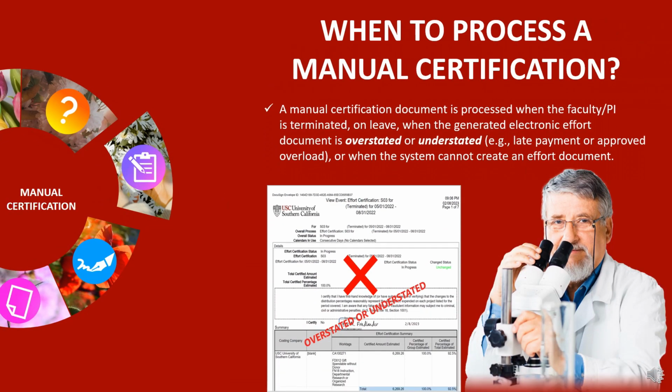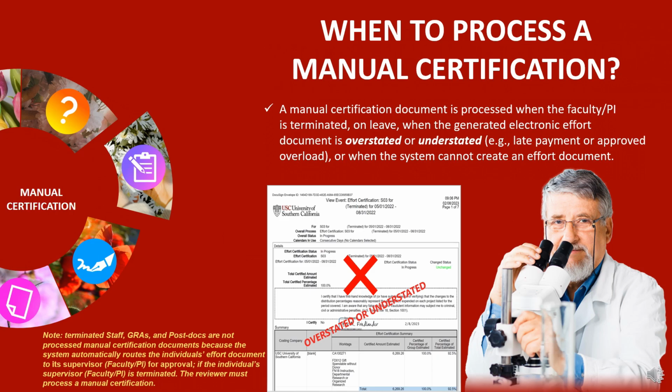When to process a manual certification. A manual certification document is processed when the PI is terminated, on leave, or when the electronic effort document is overstated, understated, or when the system is unable to create an effort document for the employee. If the GRA or postdoc's PI is terminated, a manual certification must be processed for the employee.